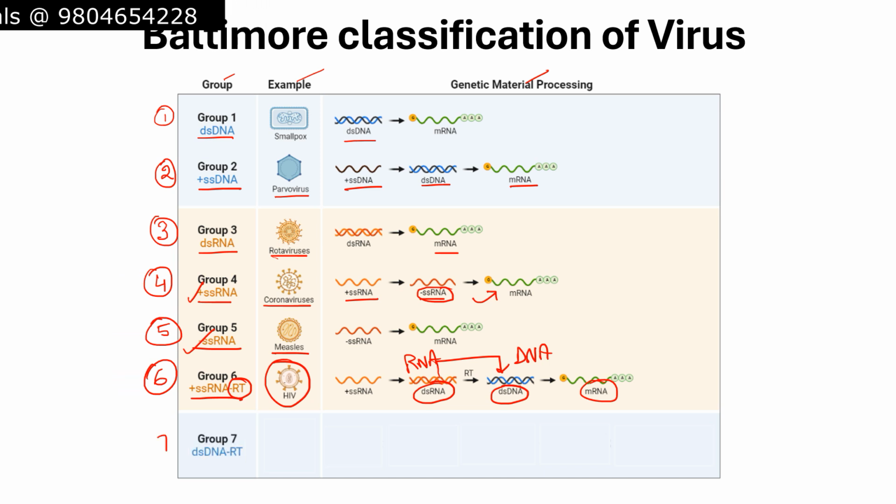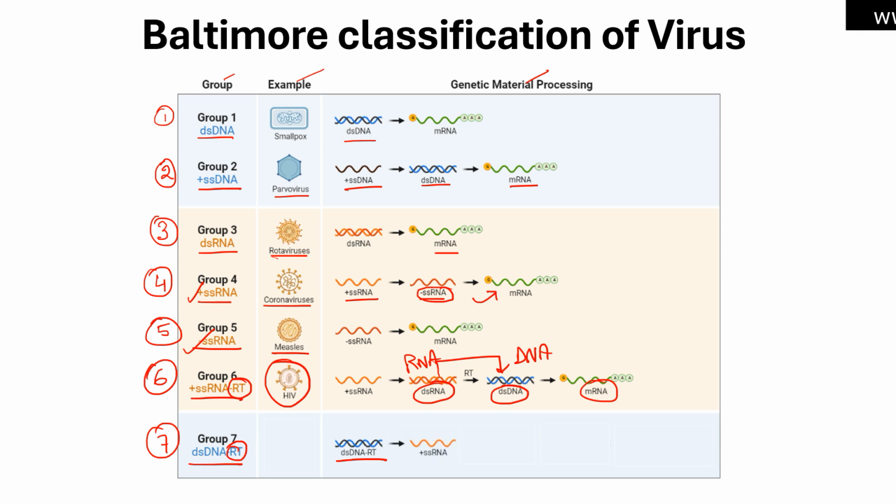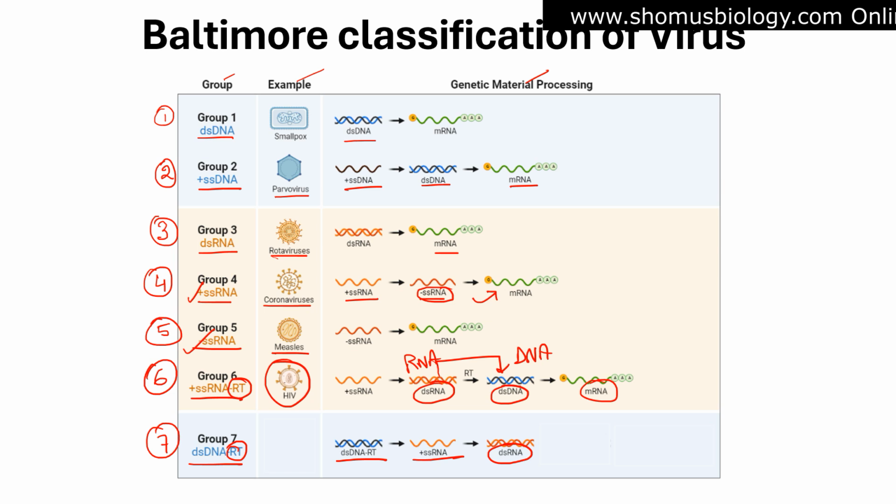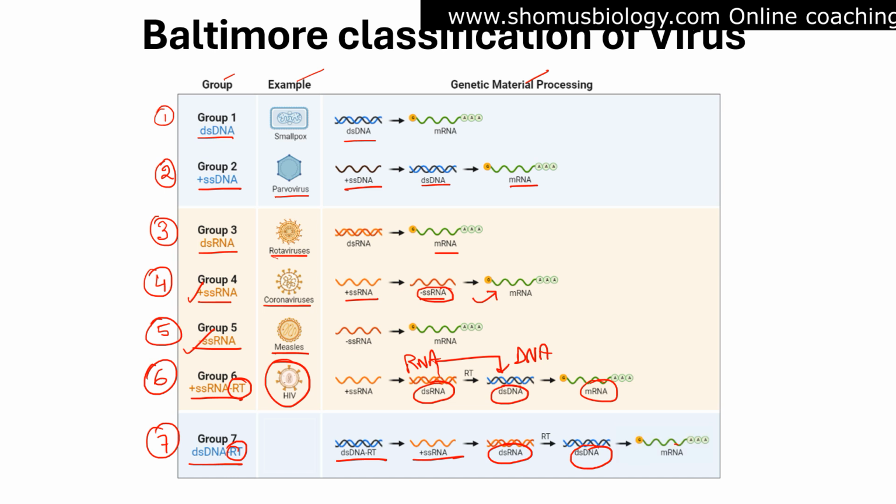And last, 7th is group 7, that is double-stranded DNA retrovirus or DNA virus with retrotransposition activity, retrotransposase enzymes. Here we have double-stranded DNA-RT. So from double-stranded DNA, it will make single-stranded RNA. Obviously double-stranded DNA can make single-stranded RNA, that is plus ssRNA. From that it makes double-stranded RNA. From double-stranded RNA it makes double-stranded DNA, and then it makes mRNA.